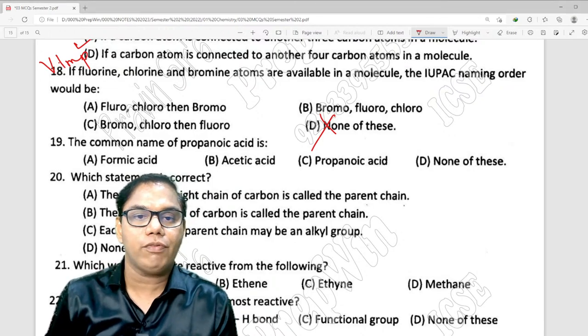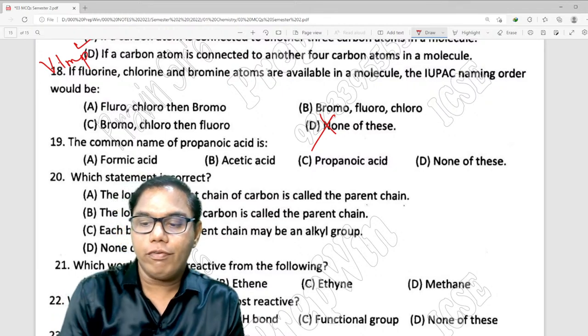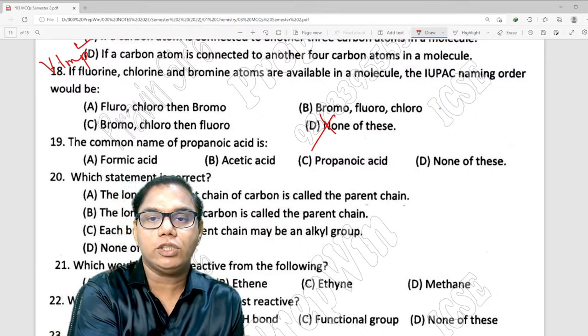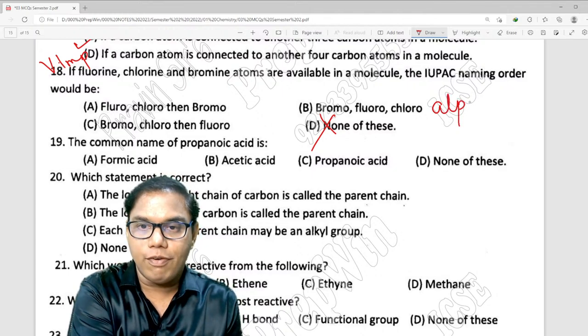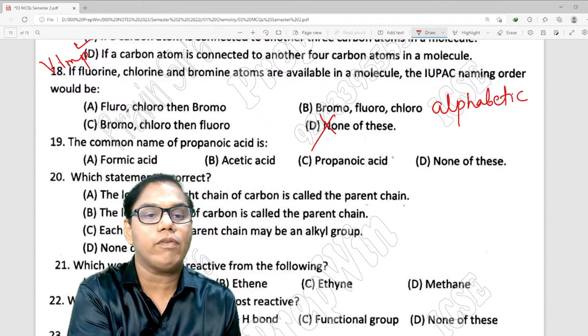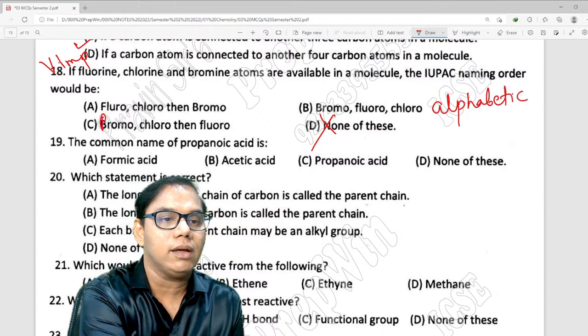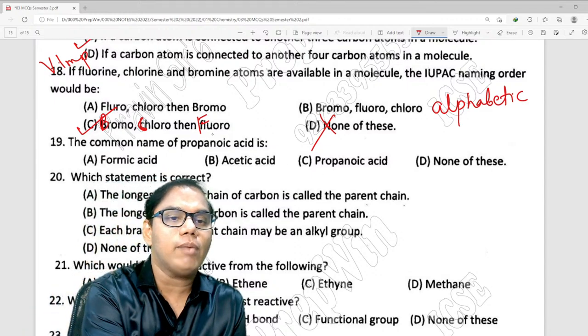I will eliminate one option for you. That is D. What is the correct option now? We follow which order? We follow alphabetic order. Jo dictionary mein order hota, we follow that. So B followed by C and followed by F. So correct option is C. Isn't it? Again comes a common name.